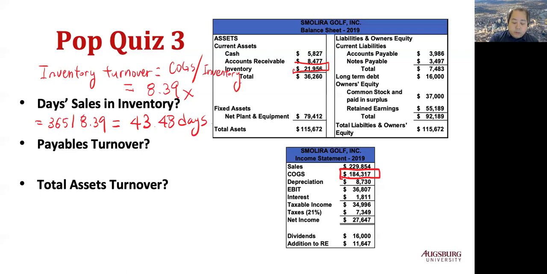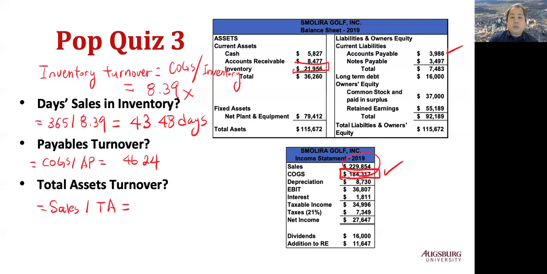Payable turnover equals cost of goods sold divided by account payable. Cost of goods sold 184,317. Account payable 3,986. It's 46.24 times.